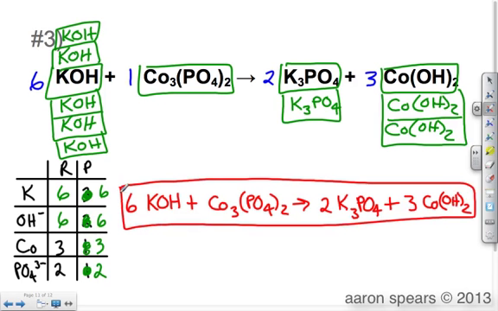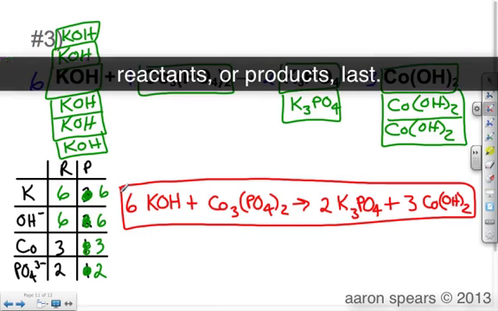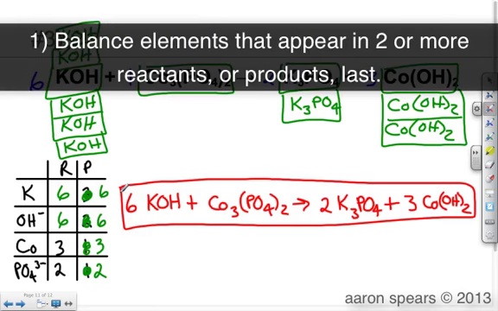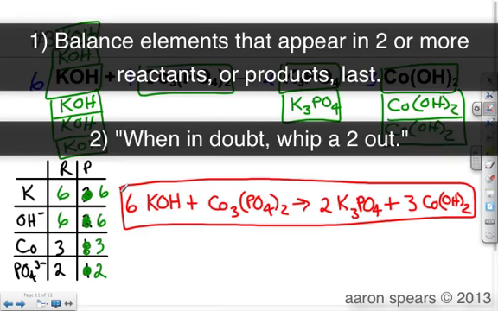So to review the 3 tips or suggestions or shortcuts illustrated in tonight's lesson. Tip number 1, balance atoms that are found in more than one reactant or product last. Our second tip of the night, when in doubt, whip a 2 out: double up one of your reactants and rebalance your inventory list. You might find out that life is a little bit easier.